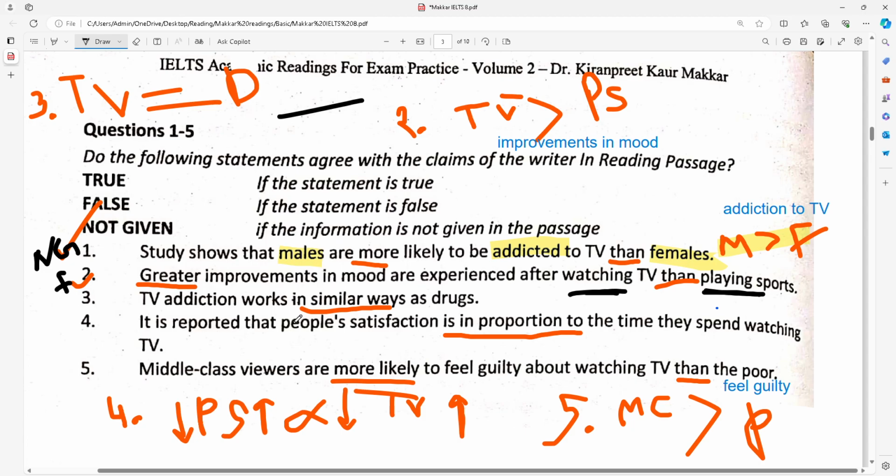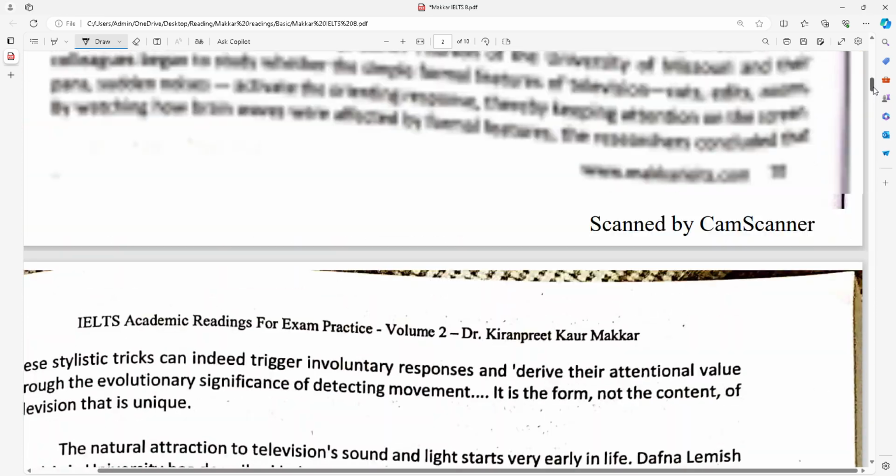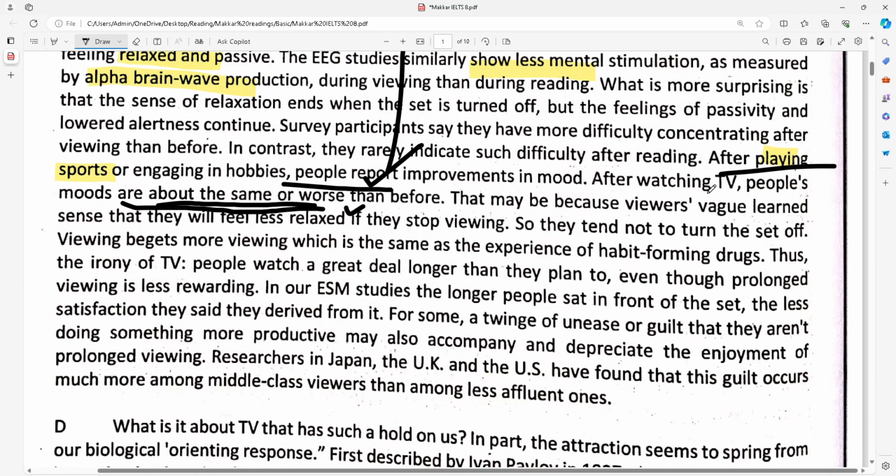Now, TV addiction works in similar ways as drugs. So let's see where they're talking about drugs, because we know TV addiction has been mentioned everywhere. So we're going to find its answer where they're talking about drugs. Let's quickly read and find out where they're talking about drugs. Here, drugs. Let's see. Viewing begets more viewing, which is the same as the experience of habit forming drugs.